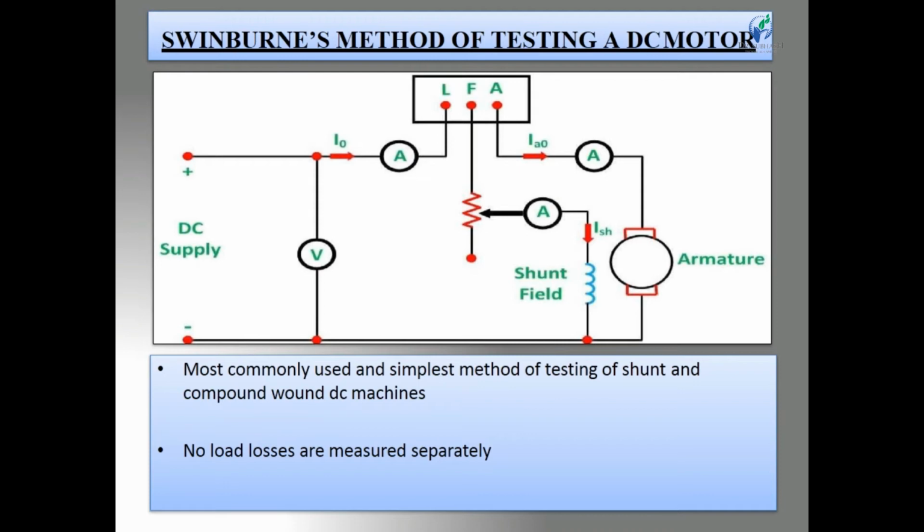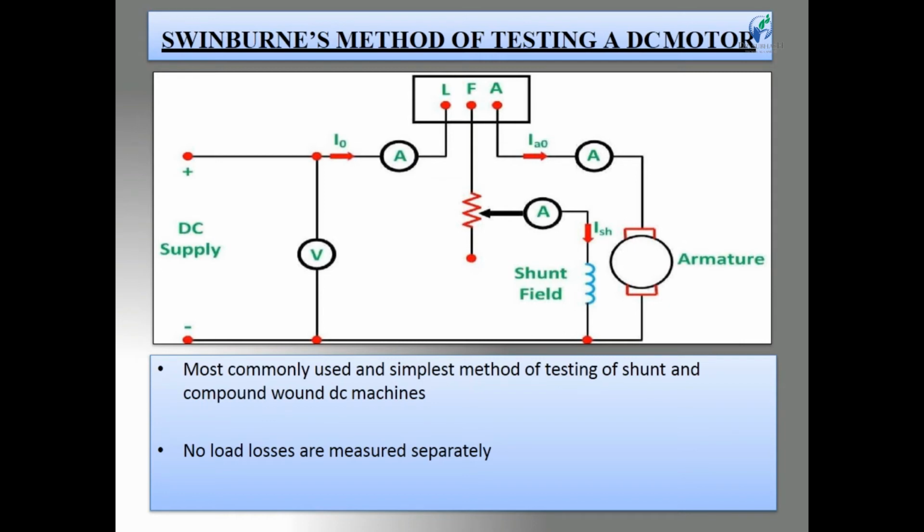This is an indirect method of testing. It's used in a shunt or compound motor. In this test, the machine is not loaded actually, but the machine is run on no load. Very large capacity machines which cannot be tested with the actual load can be tested by this method.